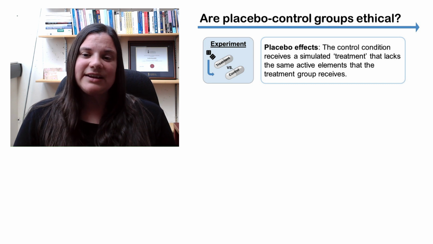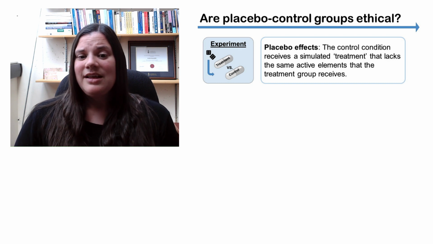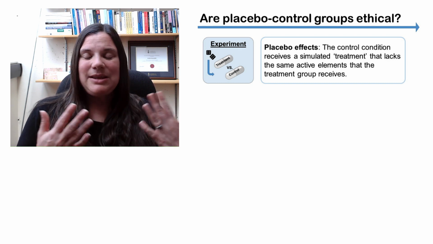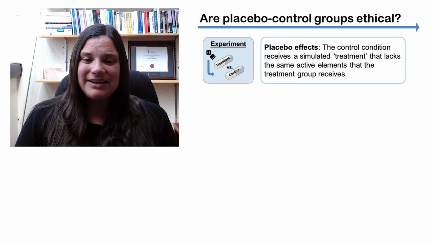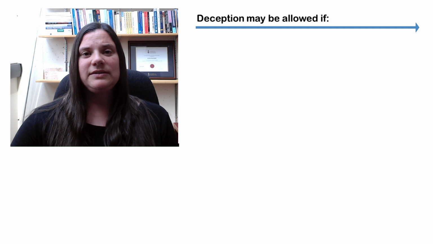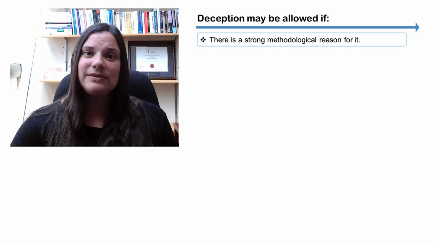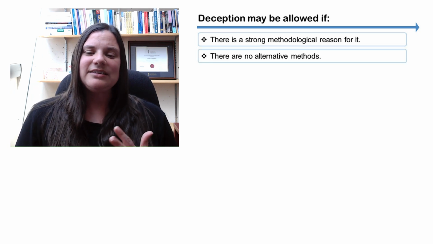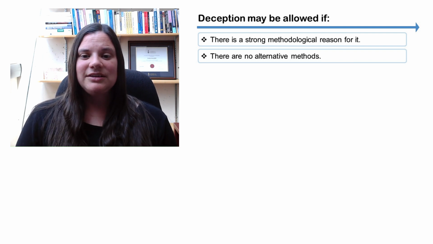So, for example, if you were studying the effectiveness of a new vaccine, you might inject the members of the treatment group with the real vaccine while injecting members of the control group with a saline solution. You then wouldn't tell either group whether they were in the treatment group or the placebo group. Obviously, this kind of deception raises some serious ethical concerns. Therefore, if a researcher wishes to use deception, they must explain to the Research Ethics Board why it is methodologically necessary to do so, and they have to explain why there isn't an alternative method that could be used to answer the same research question without the use of deception.